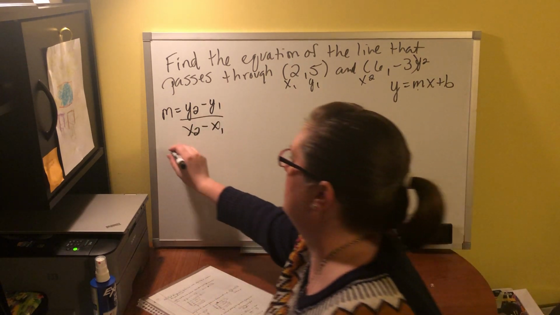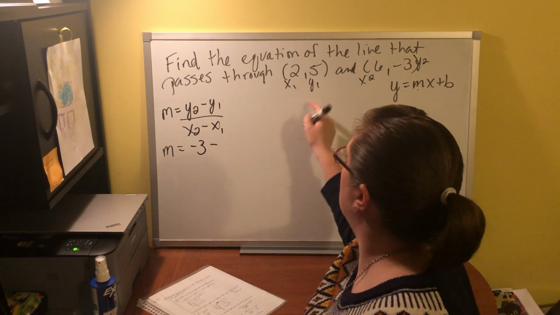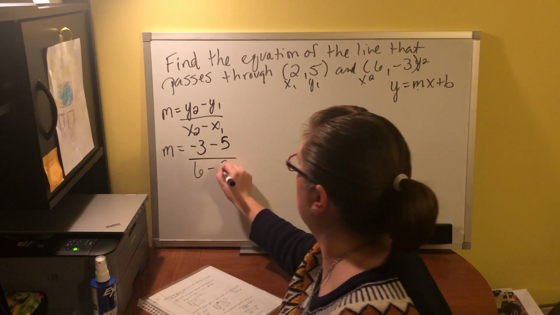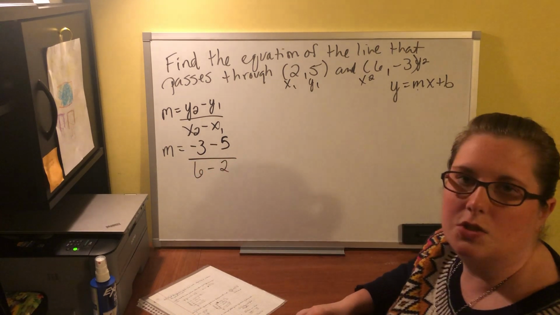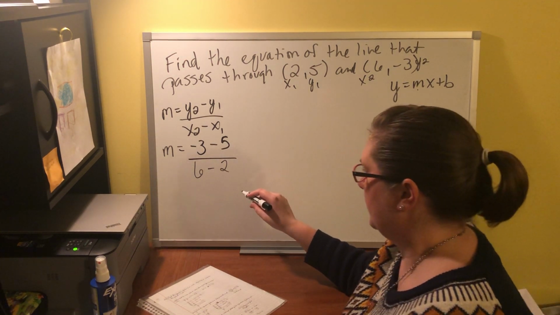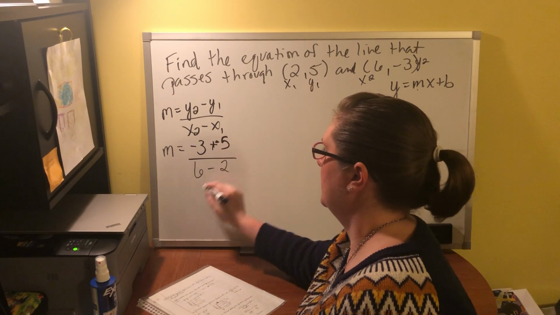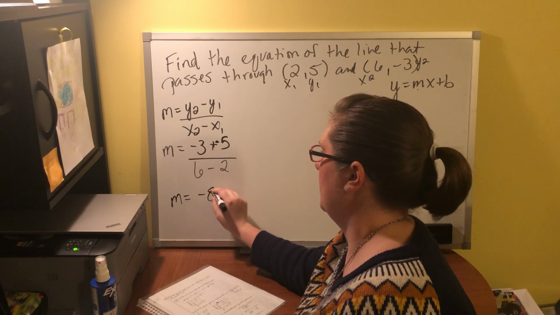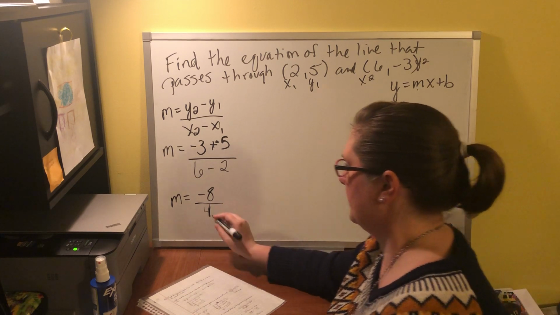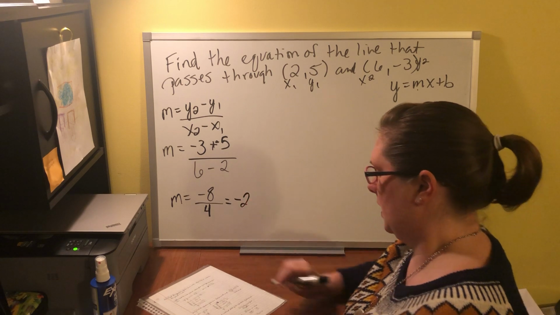Go ahead and substitute those in. So this is now m equals y sub 2 is negative 3 minus y sub 1 is 5 over x sub 2 is 6 minus x sub 1 is 2. That's a lot to say. All right. So from here we can go ahead and simplify. So I have negative 3 minus 5, so I would add the negative so that I would end up with negative 8, and 6 minus 2 is 4. So negative 8 over 4 is negative 2.